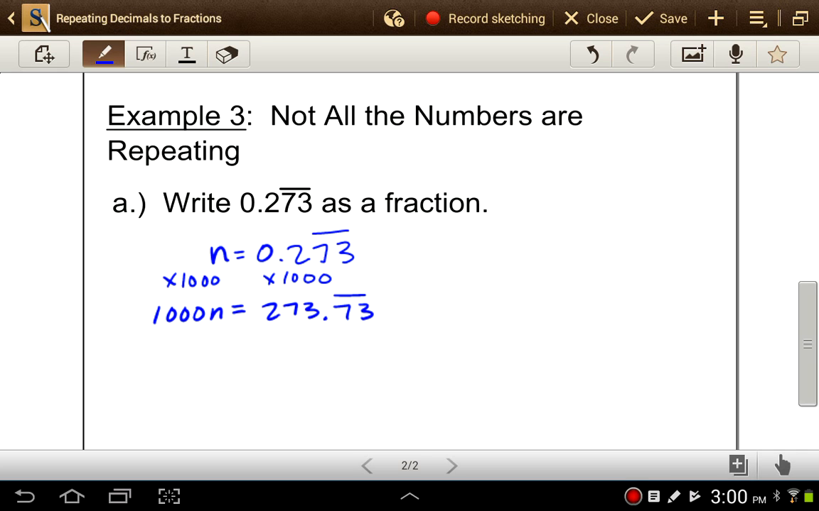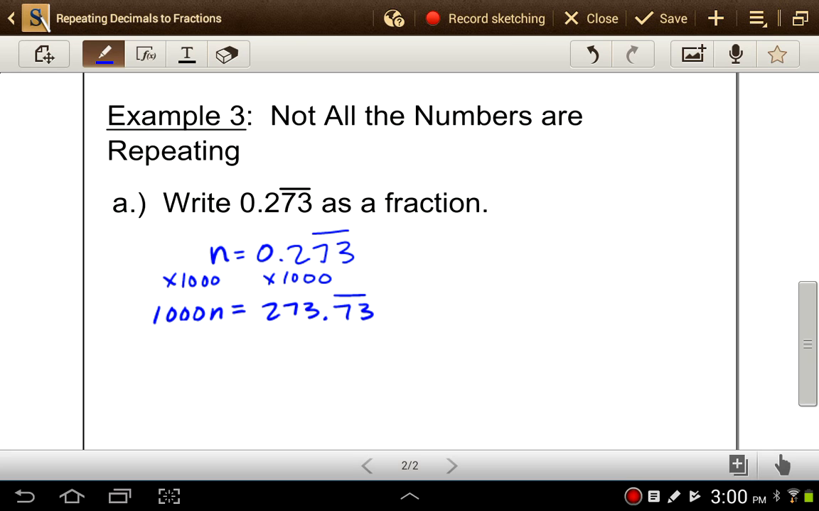Now here's where it gets tricky. I can't just subtract n from both sides. If I do that, I'd subtract n here, and then I would subtract 0.273 repeating here. Well, you can see that they would not line up. So that's not going to work. So I'm going to go ahead and erase that, because that's not going to work.